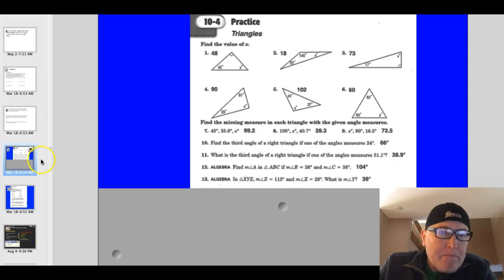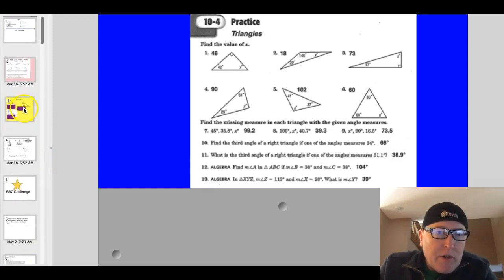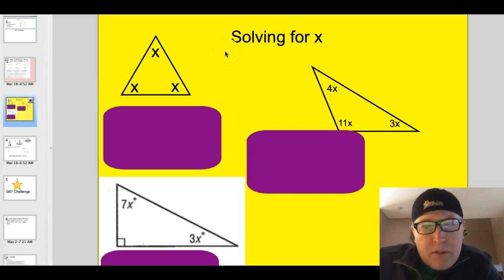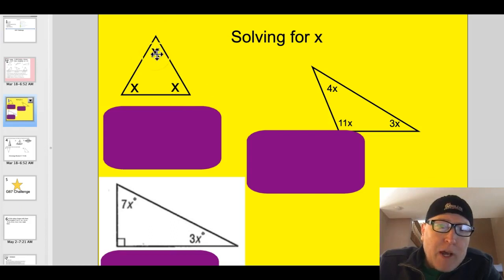Alrighty. Let's go back. Now we've got a little learning to do today. We're going to take this learning just a step farther. Now, suppose we needed to find the measure of x, and we need to solve for x here, and we're not given any measurements or degrees at all for any angles.